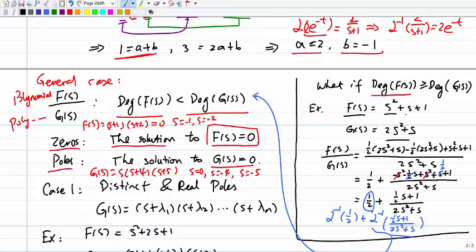If F(s) is s squared plus s plus 1 and G(s) is 2s squared plus s, the degree of F(s) is 2 because the maximum power of s with a non-zero coefficient is 2. The degree of G(s) is also 2, right? The highest power is also 2. If that's the case, what we can do is F(s) over G(s), so we can do some computation over here.